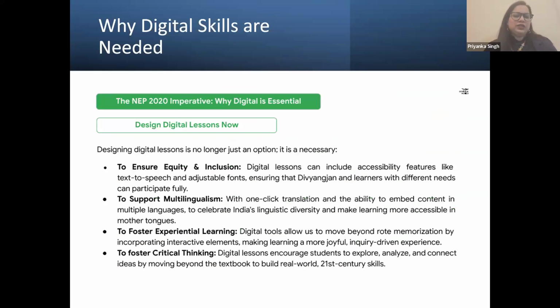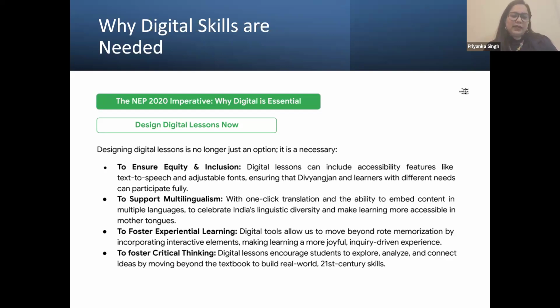Why are we talking about digital skills, why is it so important, and why is it so needed? The National Education Policy 2020 imperatively says that digital is essential. Nobody can work without the digital era. Nobody can work without any tech tool. So designing digital lessons is no longer just an option. It is very much important and very much necessary. But why is it so necessary?